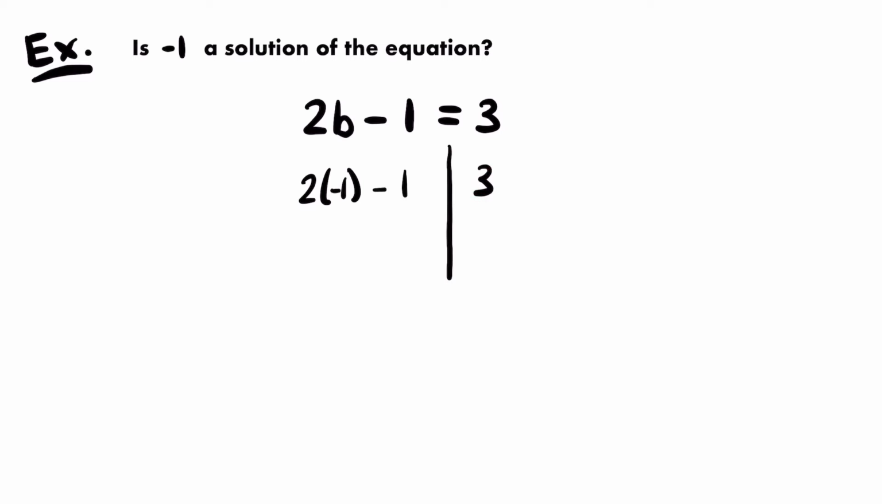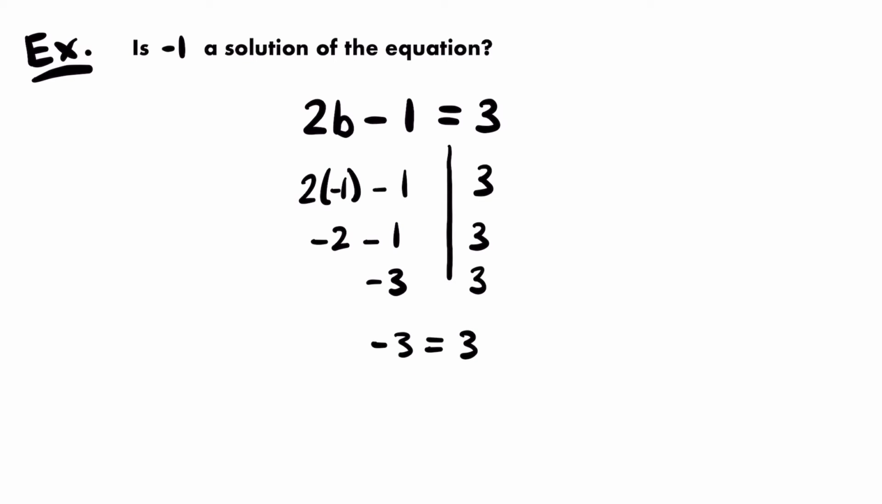Then we want to simplify. 3 is already in its simplest form, but on the other side of the equation, we do want to simplify. 2 times -1 is -2, so we have -2 minus 1, and then we still have 3 on the other side. Then -2 minus 1 is -3, and so we have -3 on one side and 3 on the other. So we get the statement -3 is equal to 3, but that's not a true statement, is it? -3 is not equal to 3.